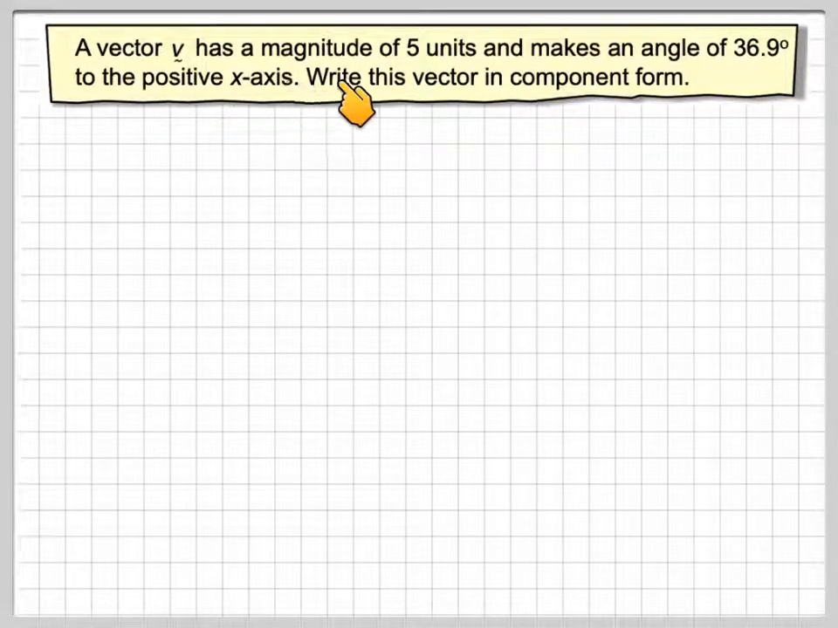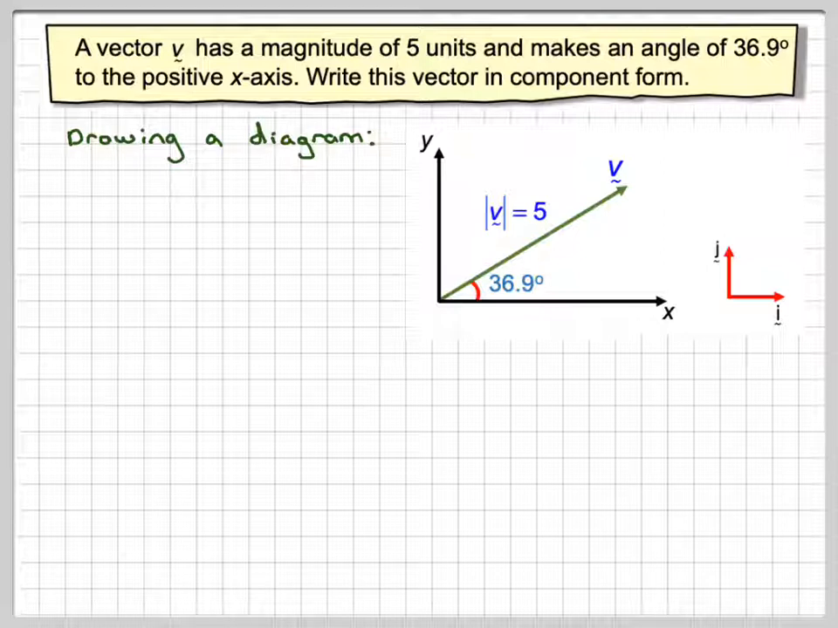A vector v has a magnitude of 5 units and makes an angle of 36.9 degrees to the positive x-axis. Write this vector in component form. So if we draw a diagram, here we have the x and y axis. The angle is measured from the positive x-axis.